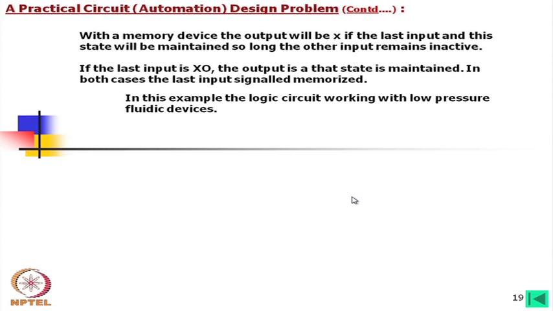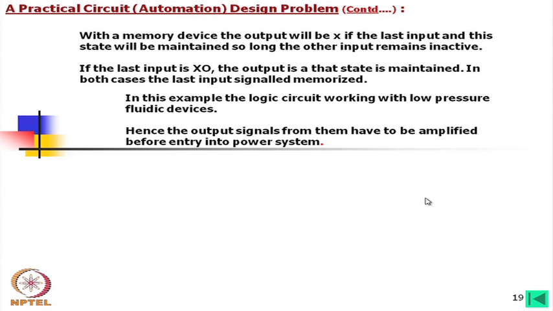In this example, the logic circuit works with a low pressure fluidic device. The last circuit which was shown was with logic fluidic devices. It is also possible to make it with electronic devices. Hence, the output signals from them have to be amplified before entry into the power system. That is obvious, as I have told. If we would like to use the same source for actuating the cylinder, we need to have some amplifier there, which is not shown in these circuits.